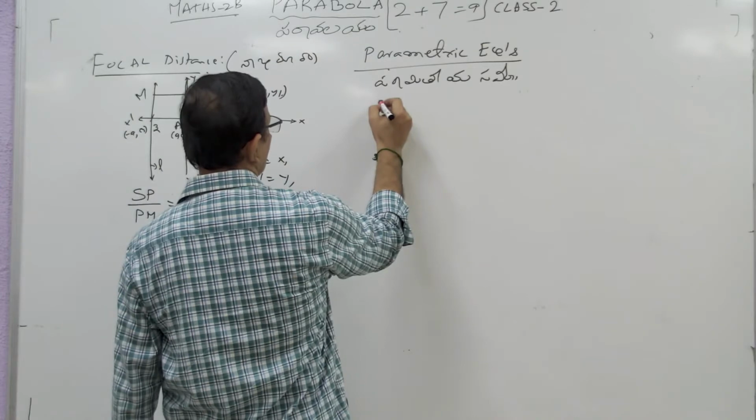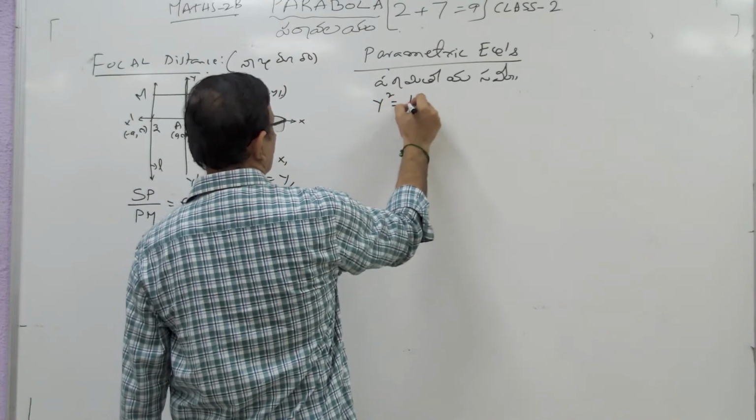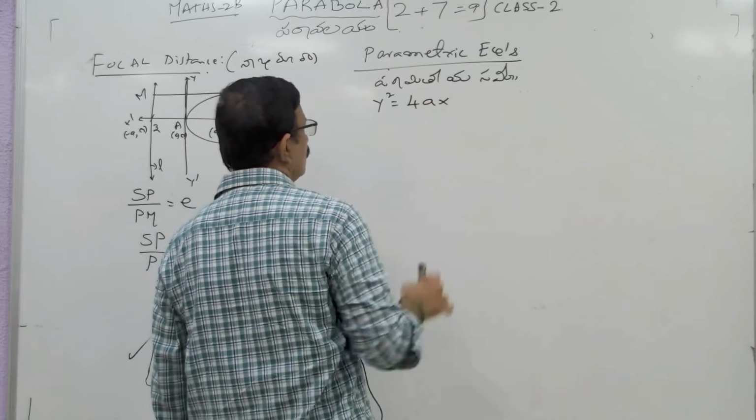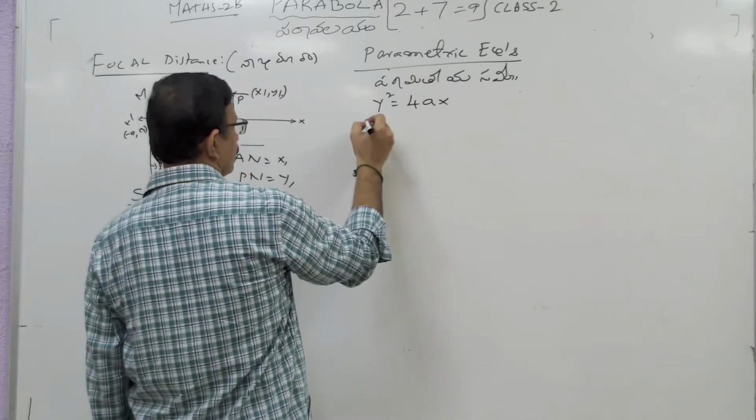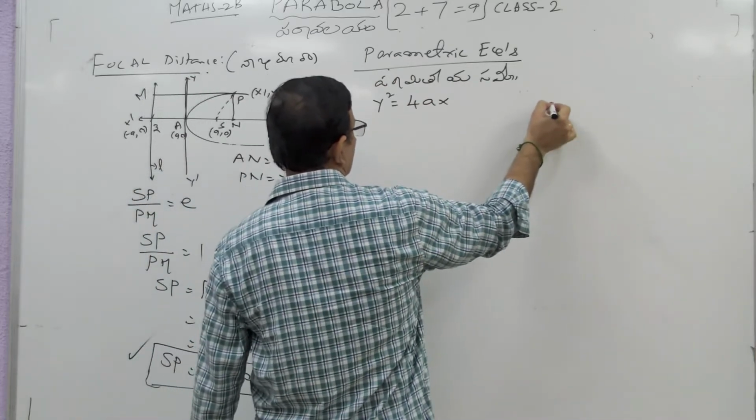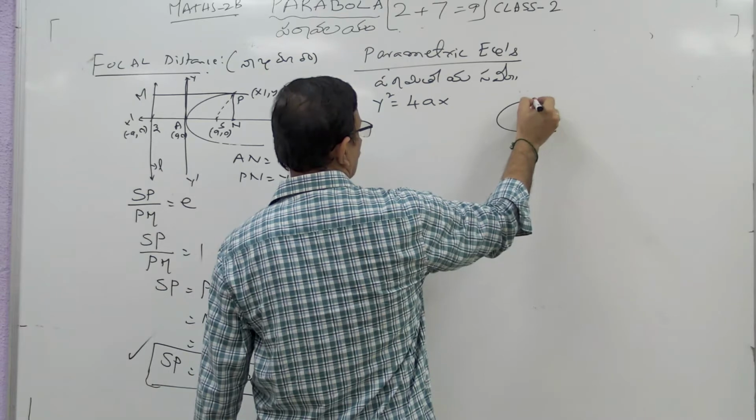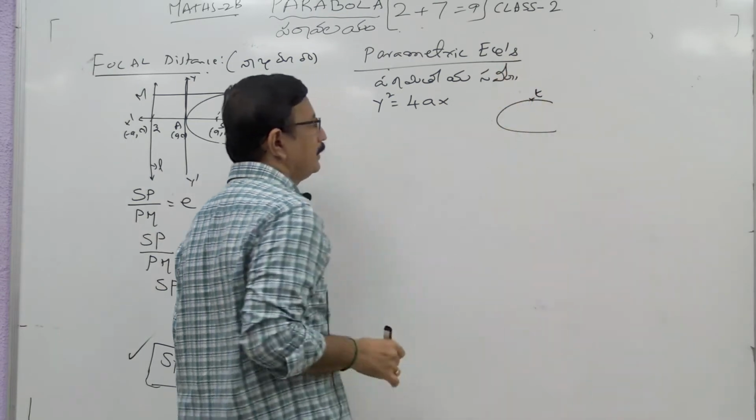So now here let us take one point, on the parabola equation y square is equal to 4ax. Now on this parabola we can take one point. If you take this as the parabola, then we can take it as t.